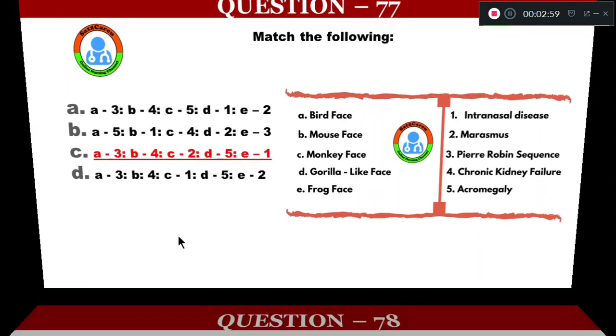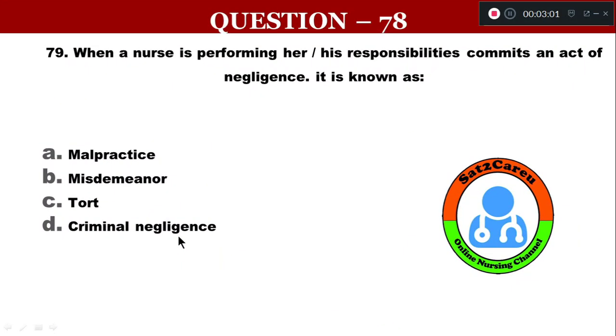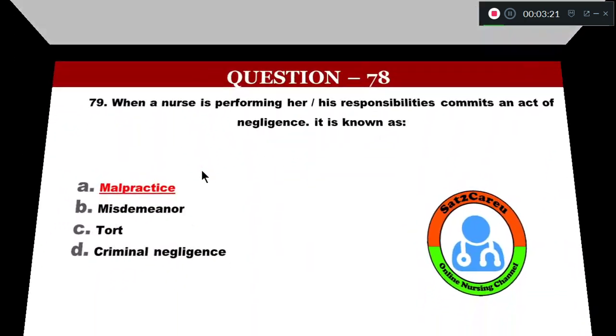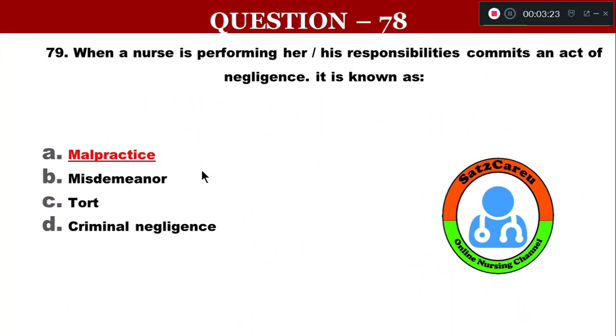Now let's see question number 78. When a nurse, while performing her or his responsibility, commits an act of negligence, it is known as option A malpractice, B misdemeanor, option C tort, option D criminal negligence. The right answer is option A malpractice. When a nurse commits professional negligence in her duty, that is called malpractice in legal terms.